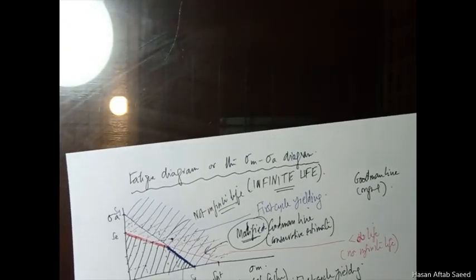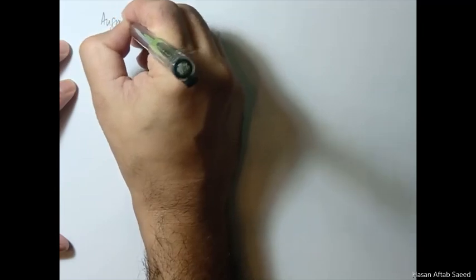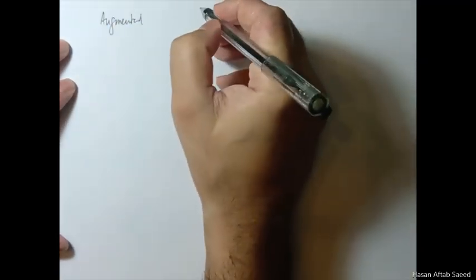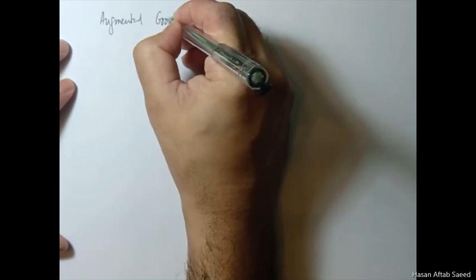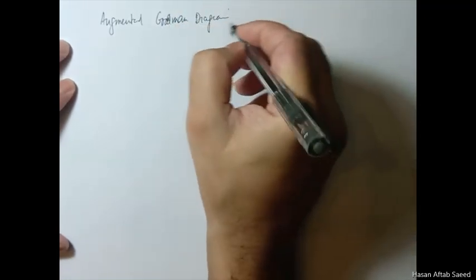And for that we need another figure, and this figure is called the augmented, another fancy word, the augmented Goodman diagram, or you can say the augmented modified Goodman diagram. Same thing, modified Goodman, for our purposes they are the same thing. But what does this augmented mean? This means that we have to introduce another region in this.